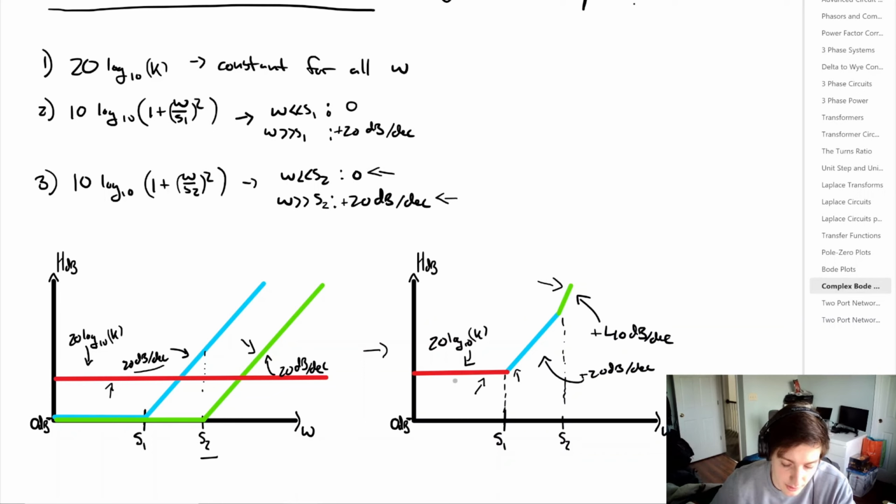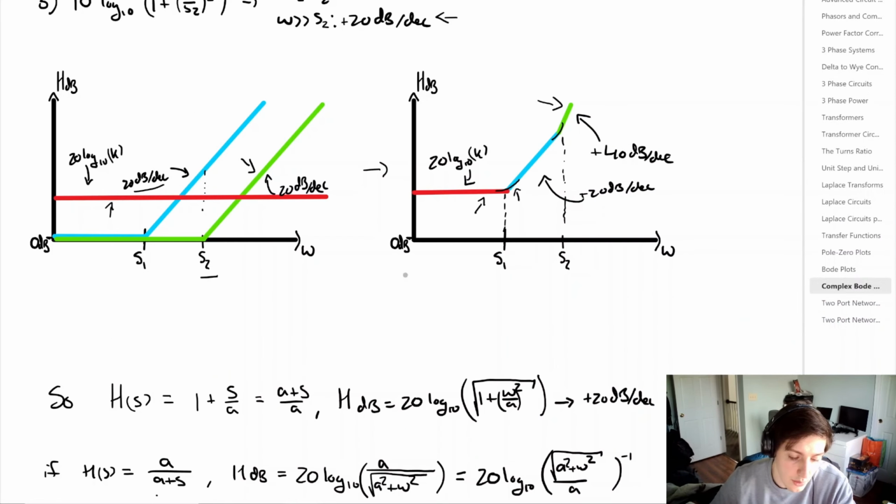We could go ahead and see what the values are at s1 and s2 for both of these plots, and then this approximation might smooth out around these sharp corners. But in essence, that's how we look at complex Bode plots. We try to fit them into forms that we are comfortable with, and then divide and conquer, add them all back up, and plot them.